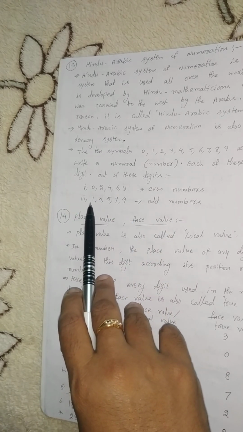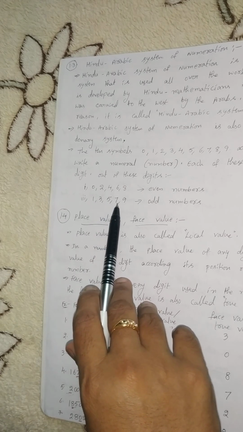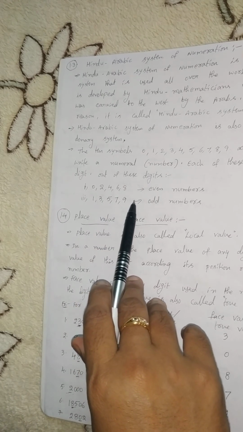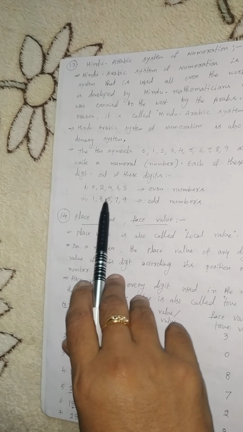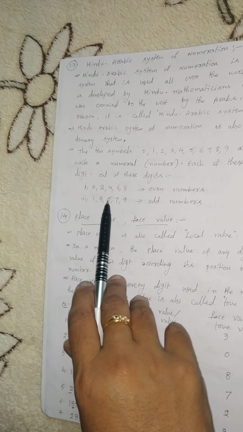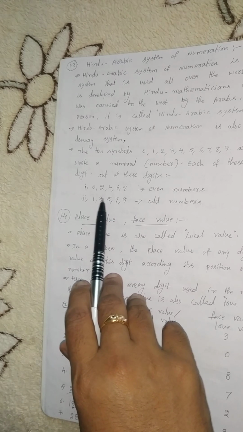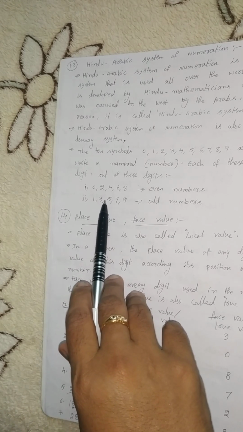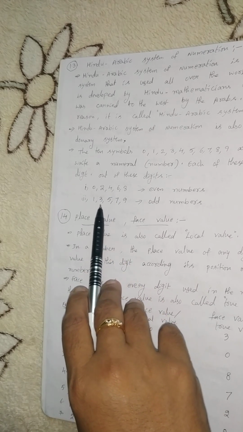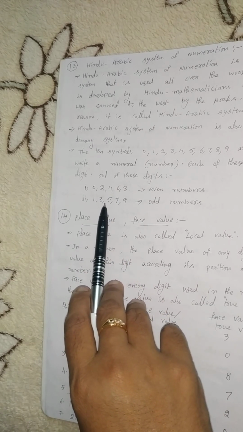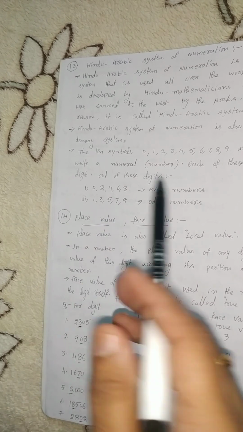Odd numbers start with 1, 3, 5, 7, 9, 11, 13, and so on. The difference between two consecutive odd numbers is also 2, same as in the even numbers, but the odd numbers are not divisible by 2.